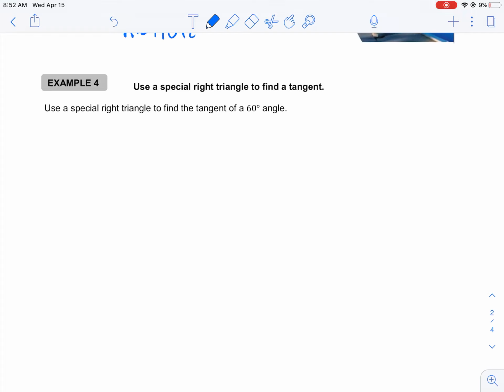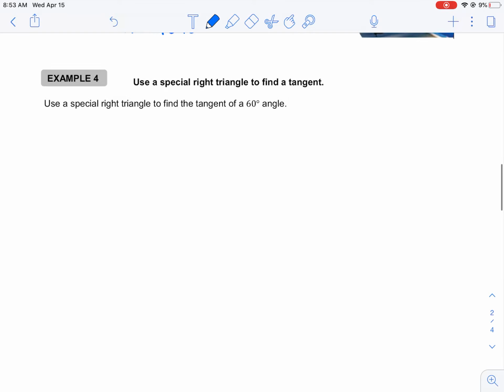All right, example 4 is about a special right triangle to find tangent. So use a special right triangle to find the tangent of a 60-degree angle. Remember in the last section we had the 30, 60, 90 triangle, because it does have to be a right triangle. So if one of our angles is 90 degrees and the other one is 60, then the last one has to be 30. So this is our 90-degree angle, this would be our 60, and this is our 30.